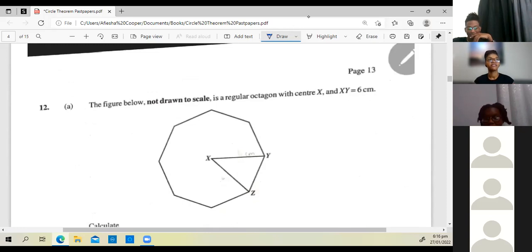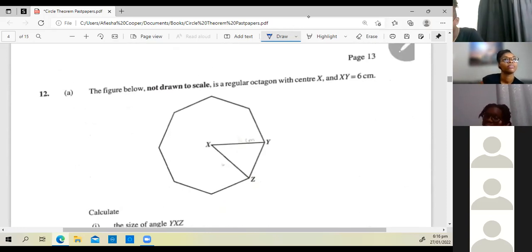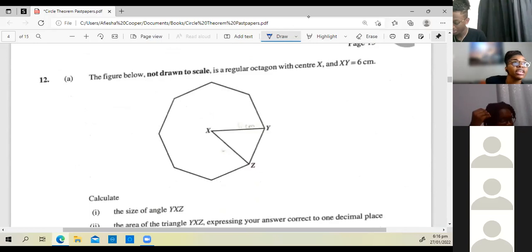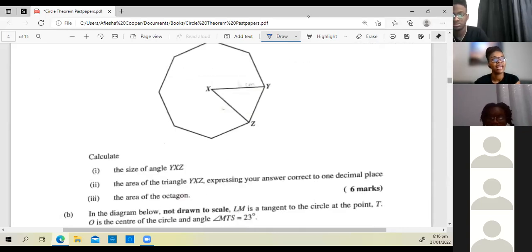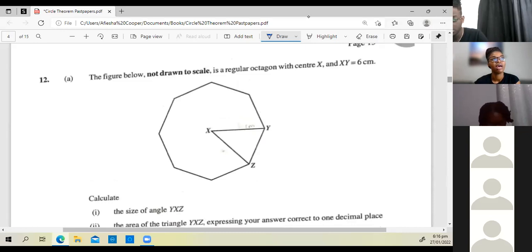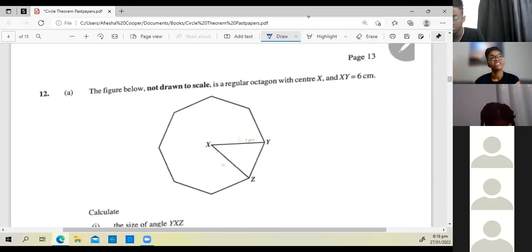So, number 12. The figure below, not drawn to scale, is a regular octagon with center X. I put this back because I remember us doing a question like this. What is the size of angle YXZ? First of all, we need to find out how many degrees in this entire shape. What's the formula?